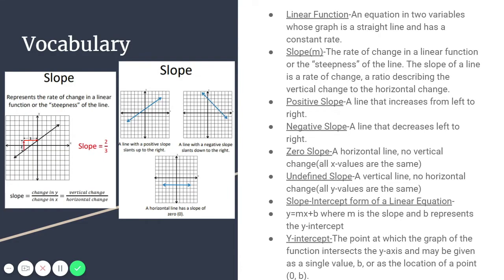Important vocabulary that we will be discussing throughout the week are as follows: linear function, slope, positive slope, negative slope, zero slope, undefined slope, the slope-intercept form of a linear equation, and y-intercept. Please refer to the vocabulary illustrations placed to the left for some highlights of what we will be discussing throughout the week as far as a positive slope, negative slope, and that of a slope that is zero.